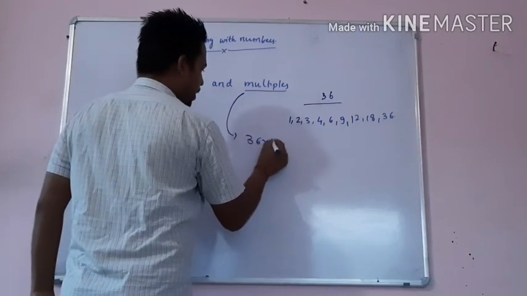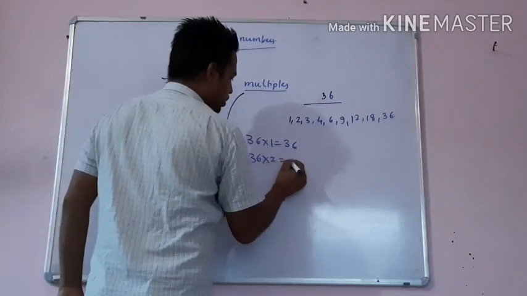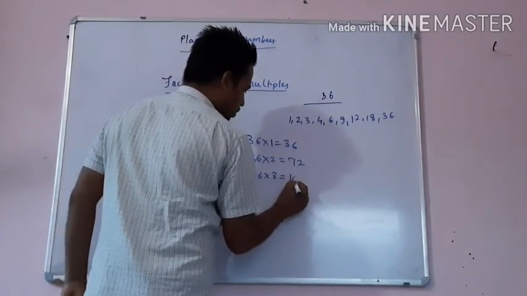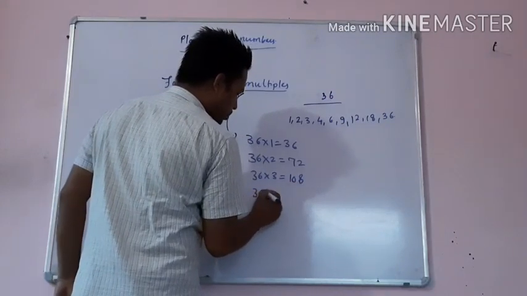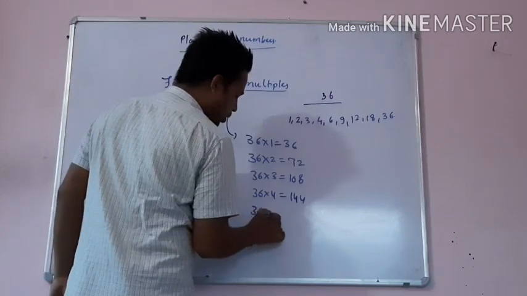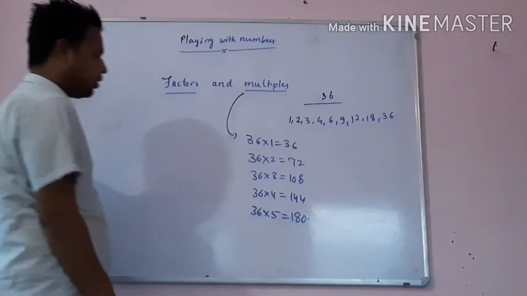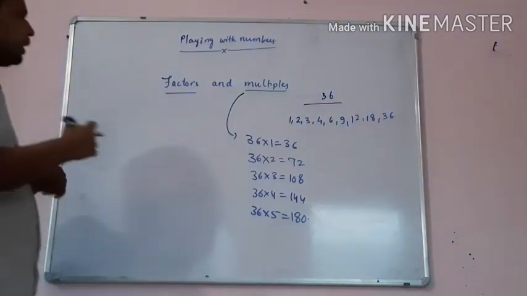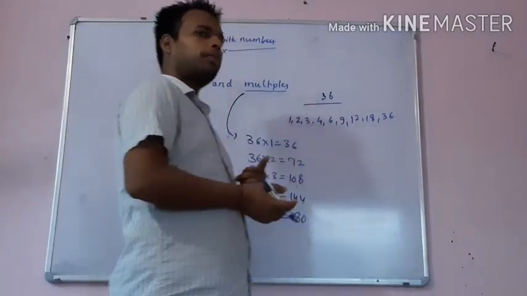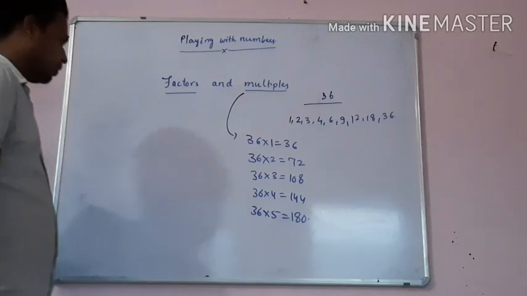36 multiplied by 1 is 36. 36 multiplied by 2 is 72. 36 multiplied by 3 is 108. 36 multiplied by 4 is 144. 36 multiplied by 5 is 180. So when we multiply a given number by 1, 2, 3 and so on, the numbers that come are the multiples of the given number.